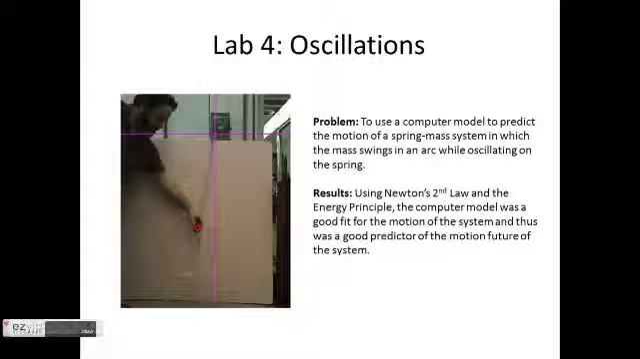Hey guys, this is lab 4 and the main objective of this lab was to use a computer model to predict the motion of a spring mass system in which the mass swings in an arc while oscillating on the spring. The main results of this lab were that using Newton's second law and the energy principle, the computer model was a good fit for the motion of the system and thus was a good predictor of the future motion of the system.